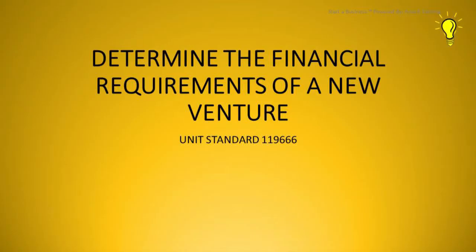You're at Module 3. This is about business finance. This unit standard is called Determine the Financial Requirements of a New Venture. It's unit standard 119666. When dealing with the finances of a business, you're normally dealing with the income statement and expenditure of the business, as well as the cash flow and balance sheet.